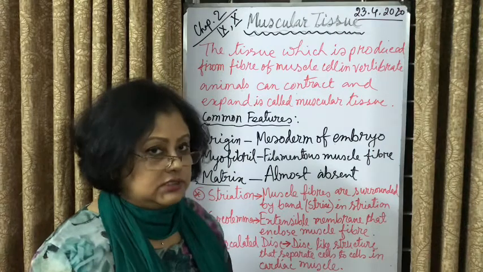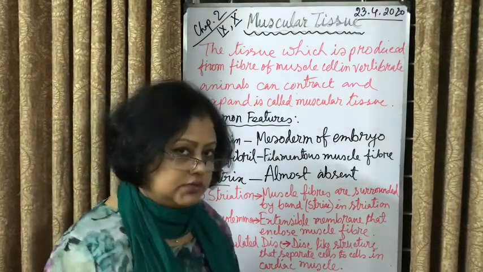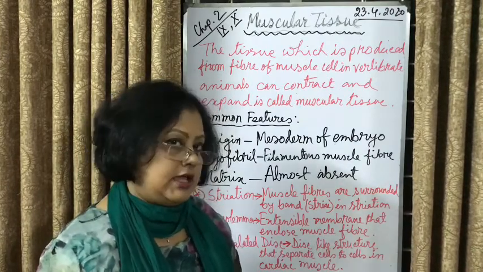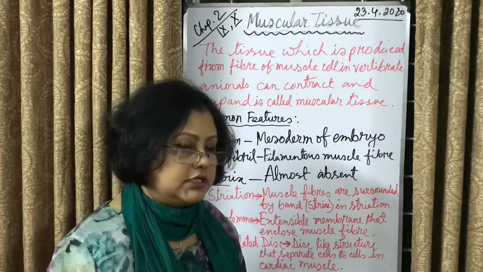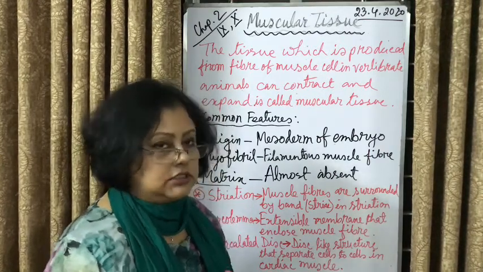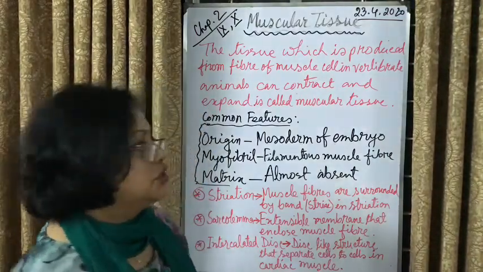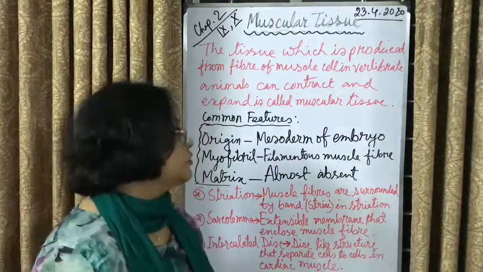We were discussing in the previous class about animal tissues, and you have already learned there are 4 types of animal tissues. Among them, epithelial tissues and connective tissues were already discussed. Now the topic today I am going to discuss is muscular tissue. Now come to the point, what is muscular tissue?